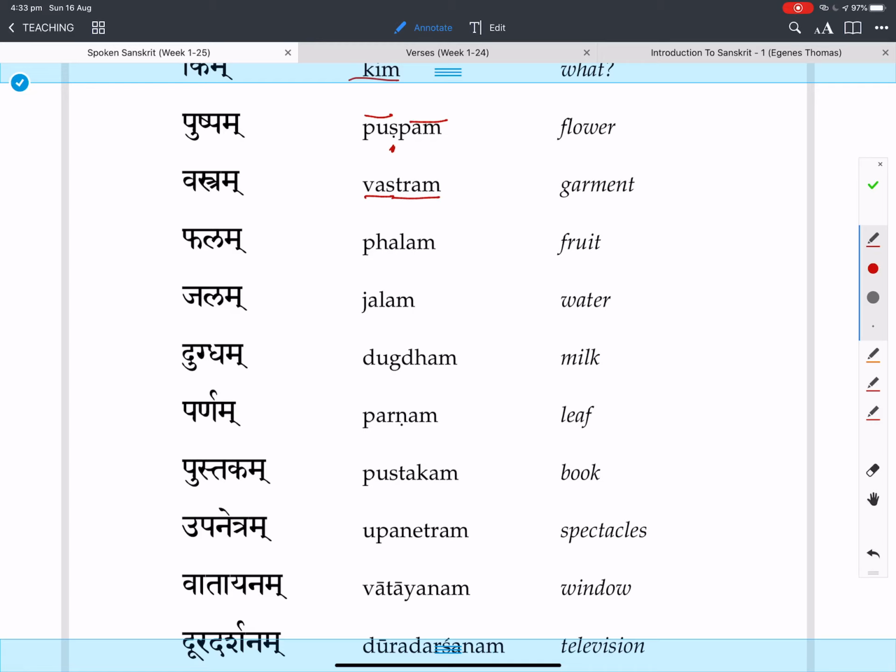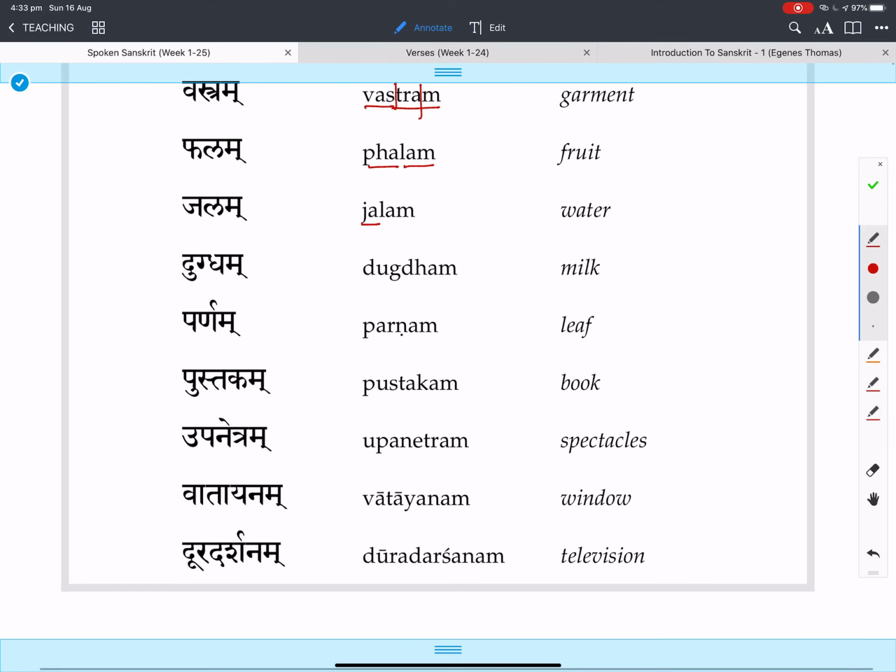Vastram. Not tra. Often mispronounced by English speakers, understandably. Vastram. So tra is actually tra. Vastram. Palam. Jalam.